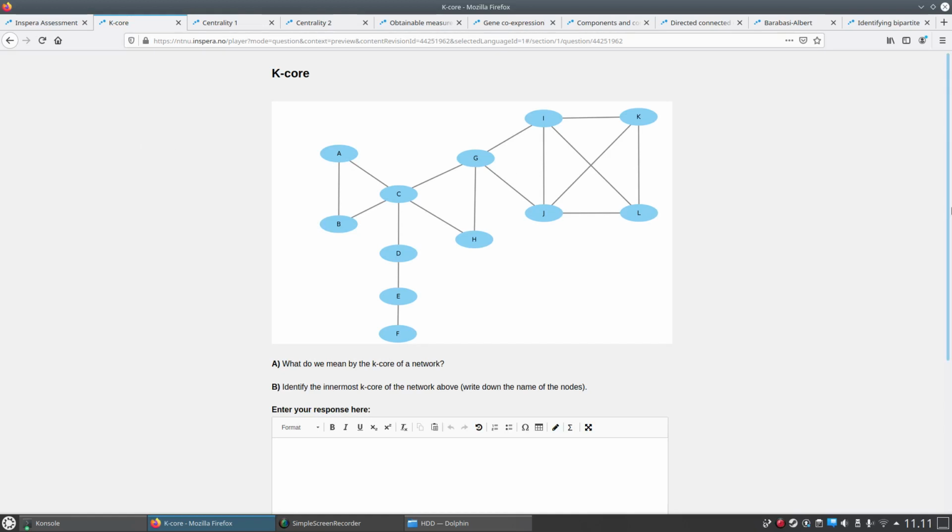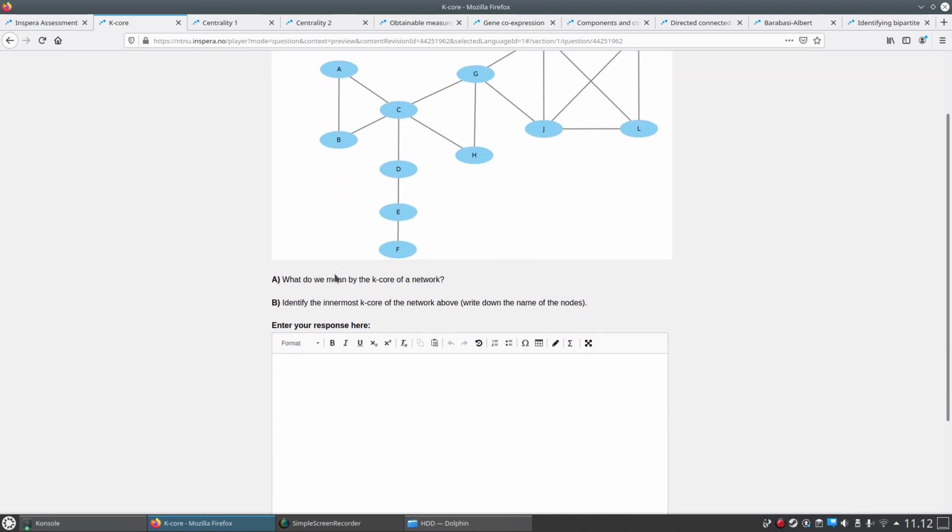Alright, here we'll continue from last year's exam, starting off where we left off after the last session. So, the first question for today is going to be on the topic of K-cores. And the first sub-question is, what do we mean by the K-core of a network?